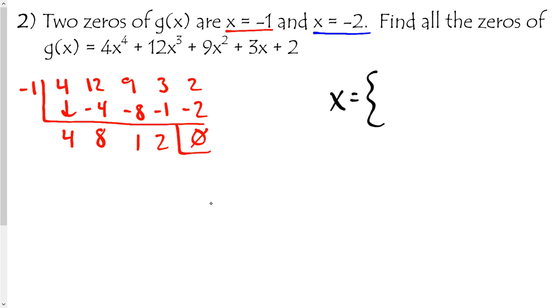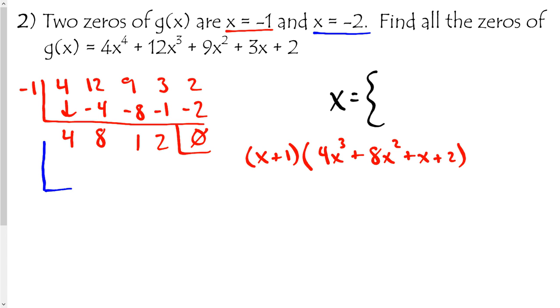So at this point, what I could do is write x plus 1 as one of the factors, which of course came from this solution, okay? And then I could multiply that by 4x cubed plus 8x squared plus x plus 2. But then what do I do with this other one? Well, here's the thing. You just keep dividing, but don't start over all over again. There's no point in doing that. Do another level of synthetic division right here.